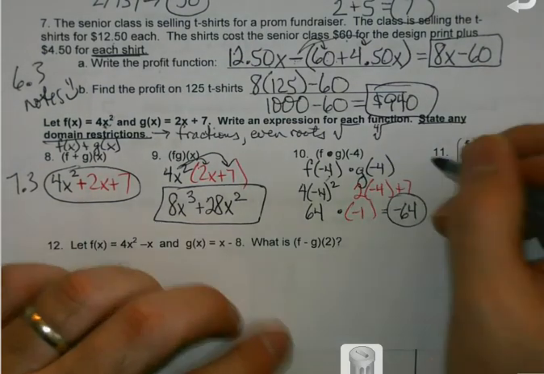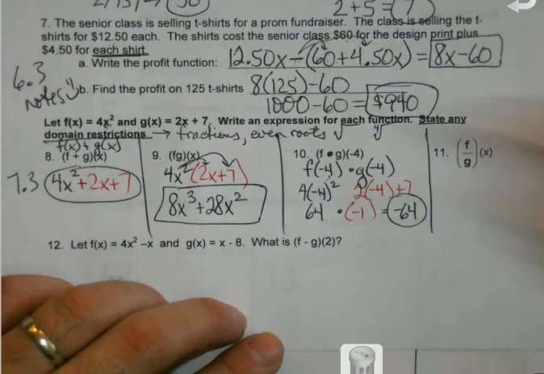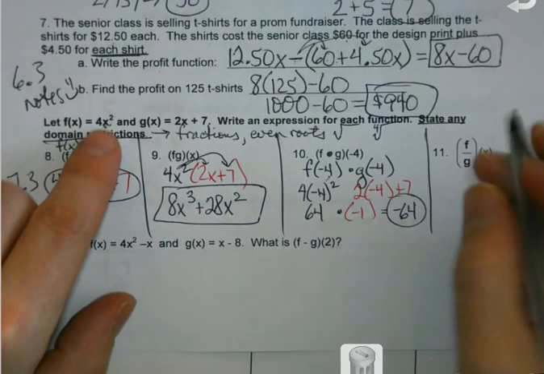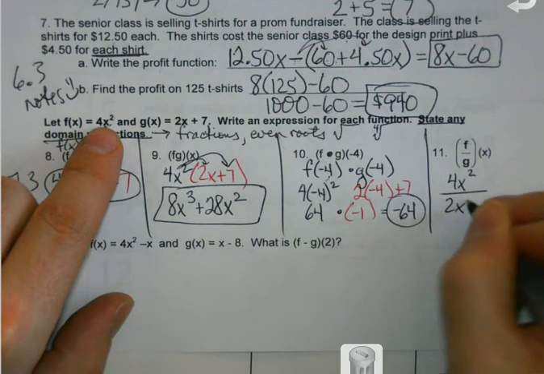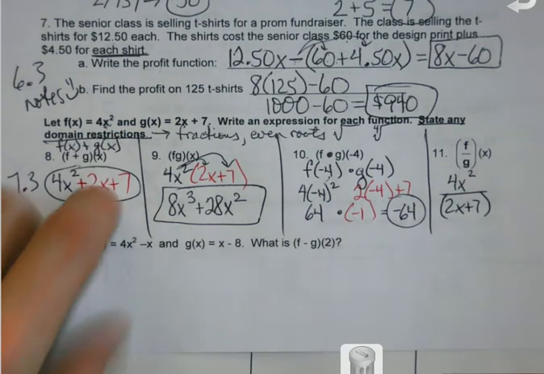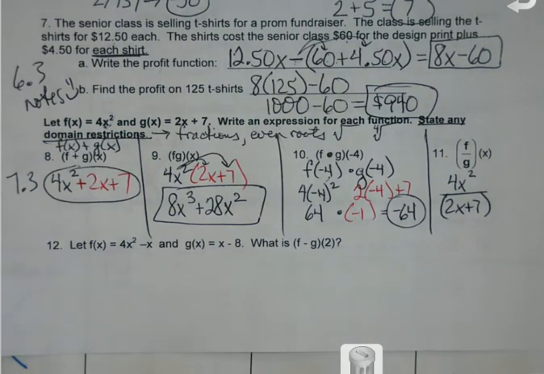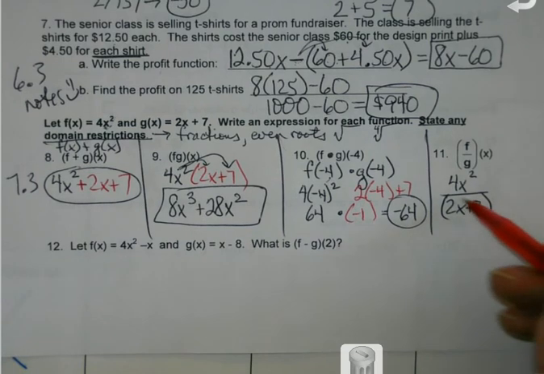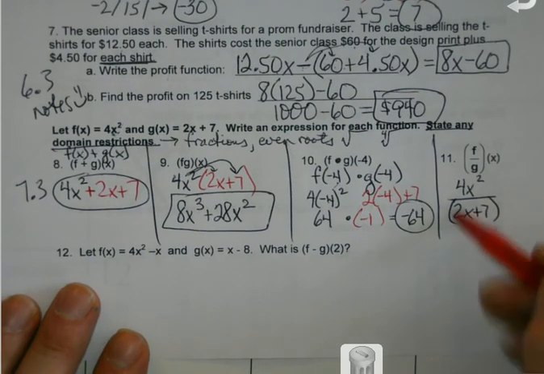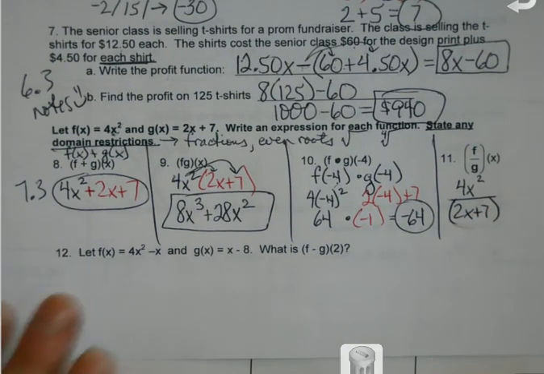So then 11, kind of separate those. Okay, f divided by g: 4x squared over 2x plus 7. Now, I'm going to put my parentheses around my 2x plus 7 to remind me that I cannot reduce these, because that plus 7 means this is a package deal. If you're going to cancel something here, it's got to be everything, and 7 doesn't cancel into anything.